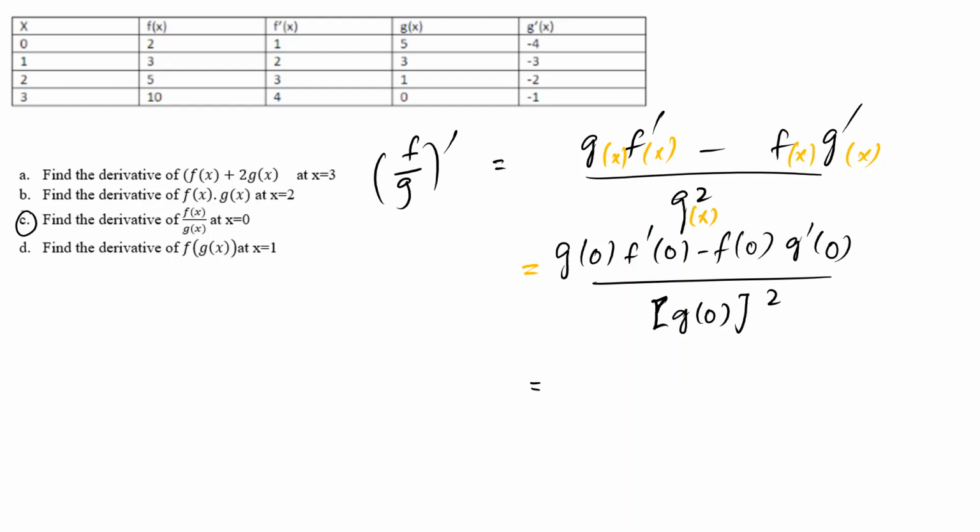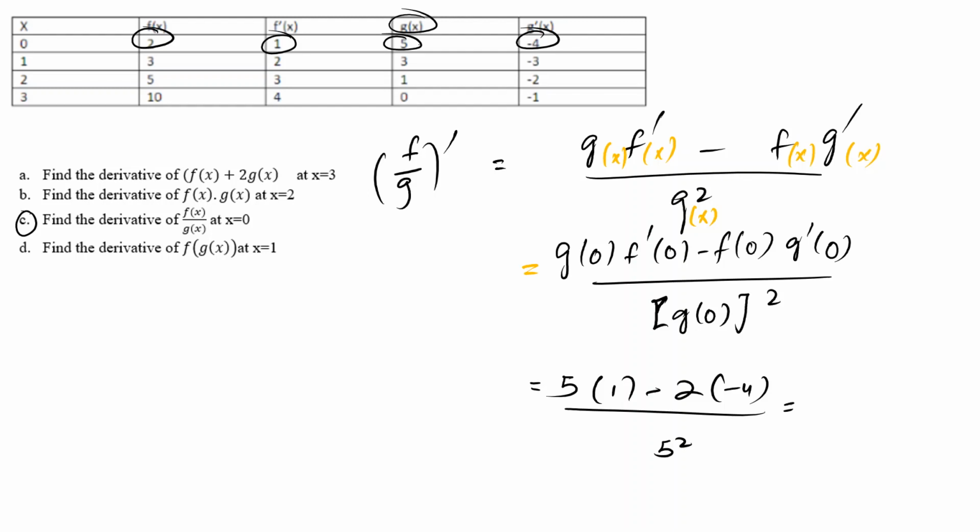What is g of 0? So here it is g, and at 0 it is 5. f prime of 0 is 1, minus f of 0 is 2 and g prime of 0 is negative 4, divided by g of 0, that is 5 squared. Write it in the calculator. So 8 plus 5 is 13 over 25.